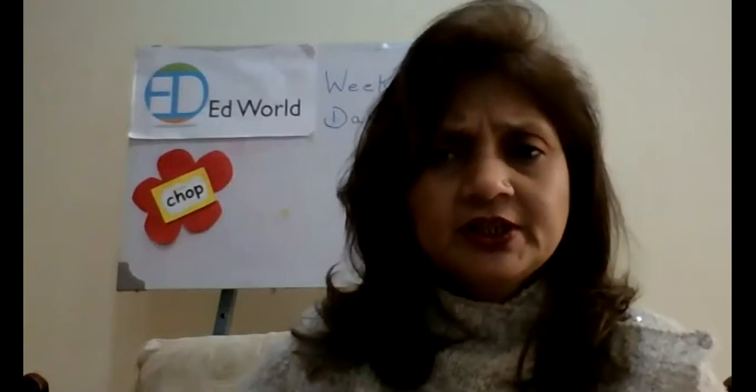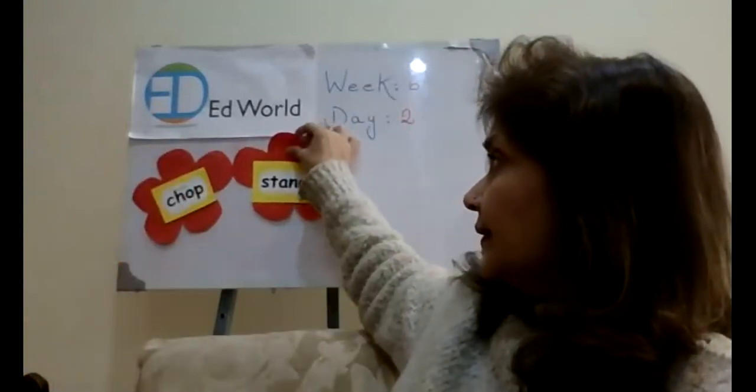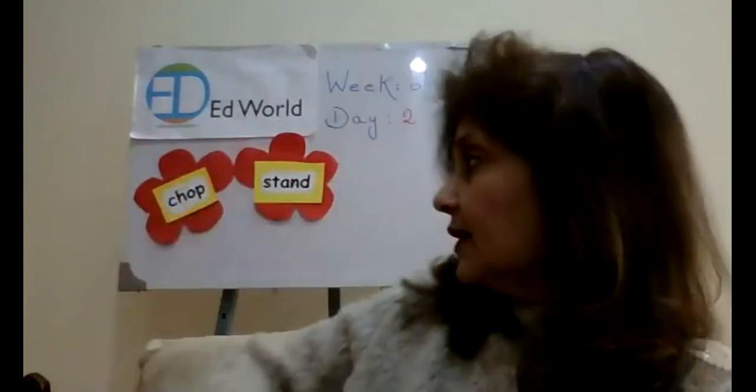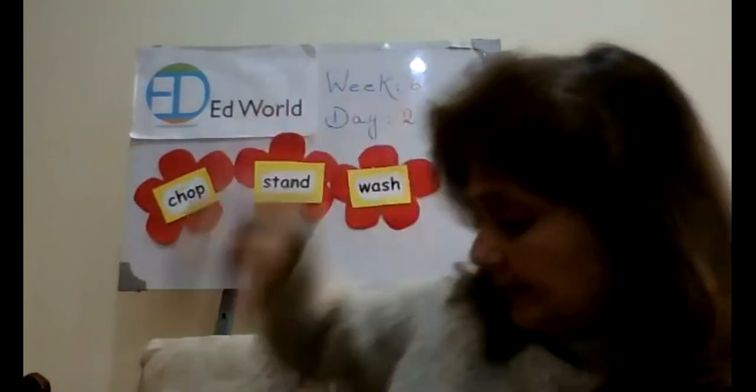So what type of word is chop and stand? Can you think about the type of word? You are chopping. You are standing, right? Okay. Now let's find out some other words and then we will discuss this. Now, what is this word? It's wash, right? So, what does wash actually mean? You are washing something with water, right? That means you are doing an action, right? Okay. Now, we will discuss this also in a while.